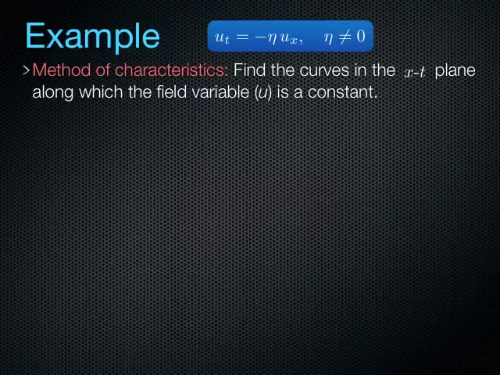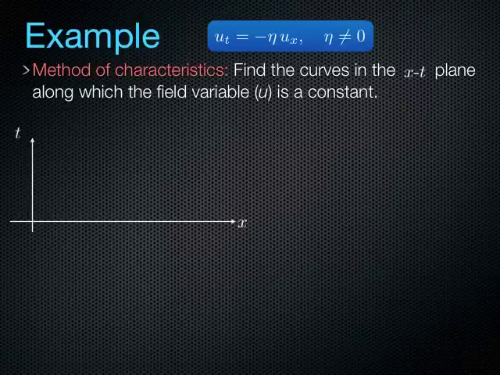So we're going to be talking about now the method of characteristics, which is going to allow us to get a solution to this problem. We're going to start by finding the curves in the xt plane, the space-time plane, along which the field variable u is a constant, and you will see why this is going to be a fruitful approach to this problem eventually. So here's my space-time plane, x and t, and I am trying to find a curve whose functional form I do not yet know, and I want to find this curve such that the value of the field variable u is a constant along that curve.